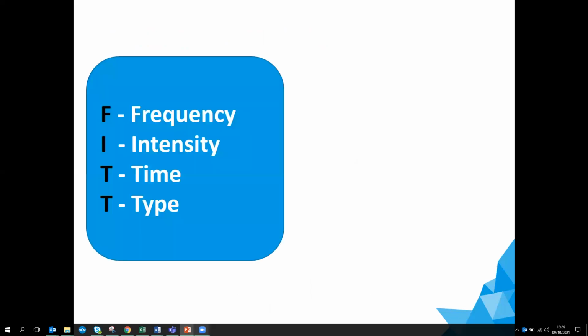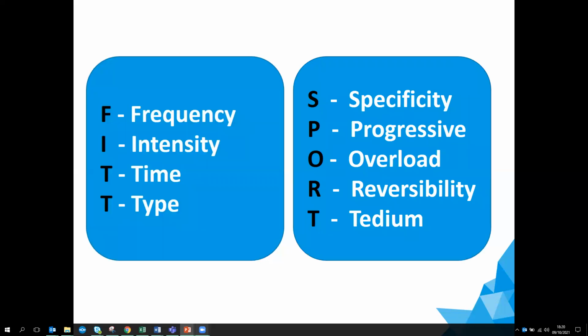So to summarise, we have now covered the 2 most important principles that you must consider to write an effective health and fitness plan to achieve a set target. The FIT principle and the sports principle.